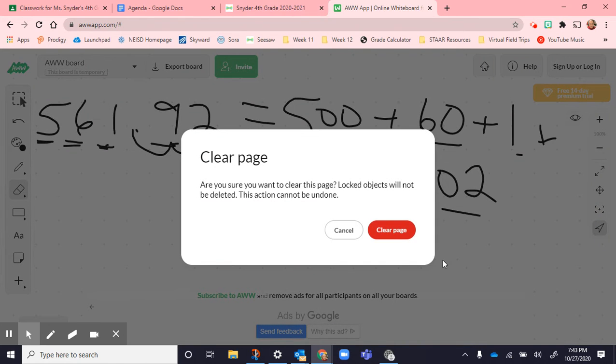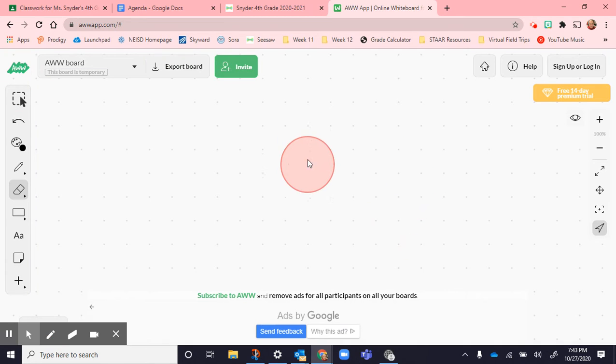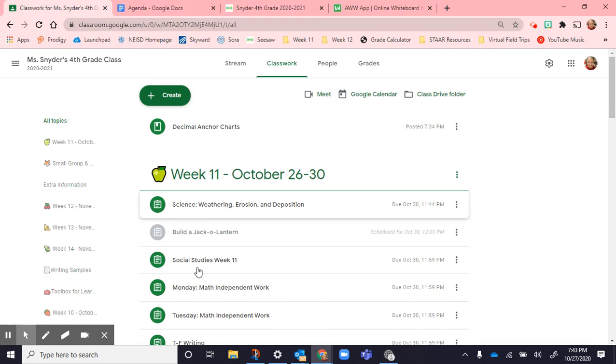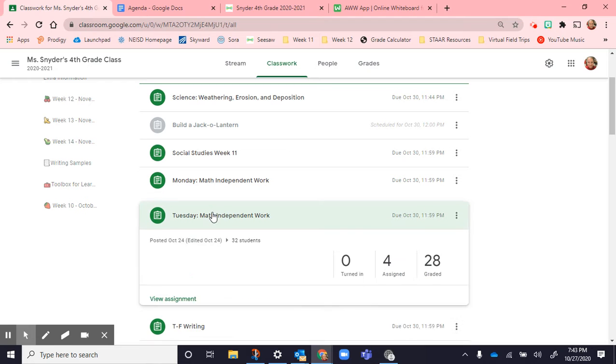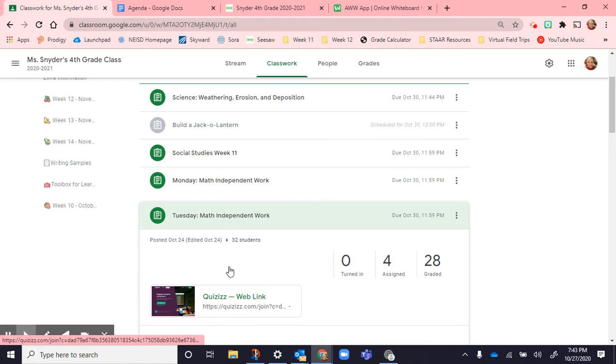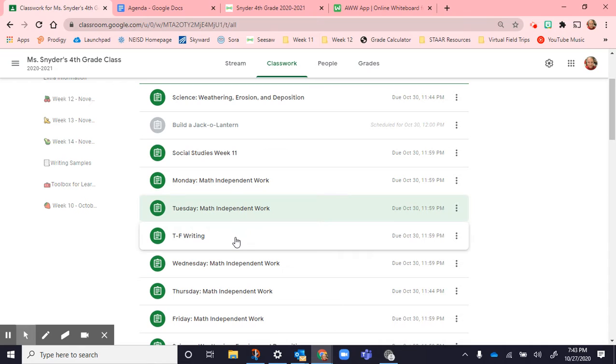Okay, so we worked on some problems like that. We're just making up numbers and then writing out each in expanded form. Then students today in Google Classroom had Tuesday math independent work with practice problems on those expanded form problems. Tomorrow we're going to move into expanded notation, applying what we learned today.